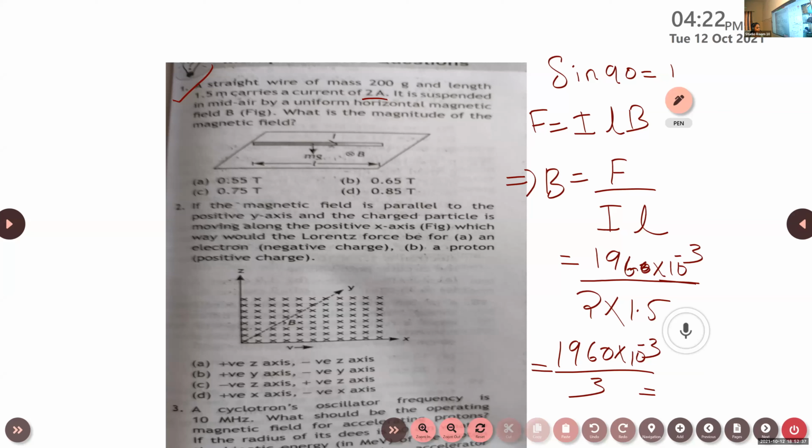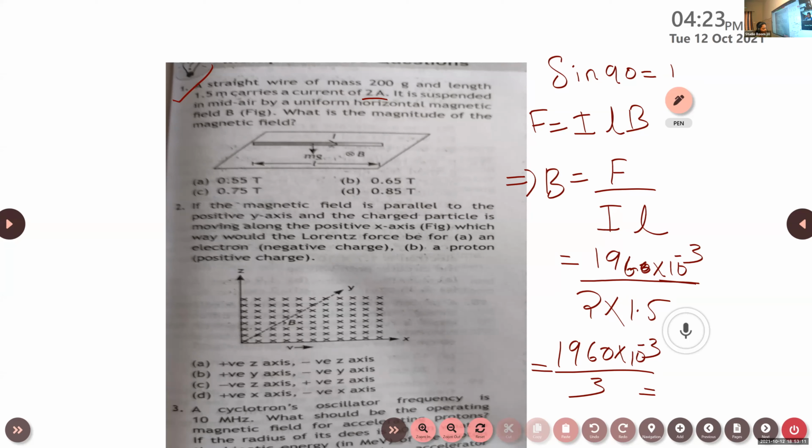1960 divided by 3. Dia, did you get the answer? 0.65. 0.65. Yeah.